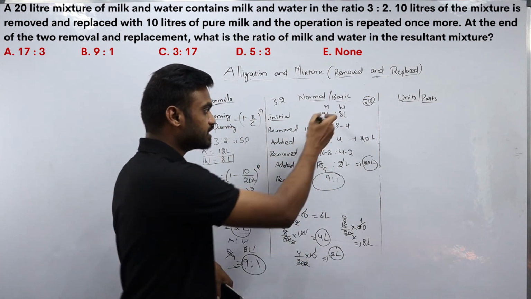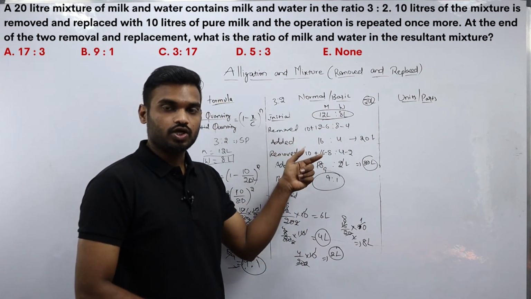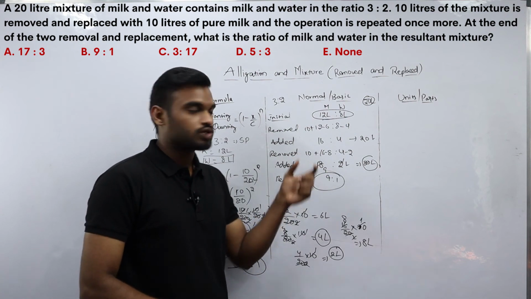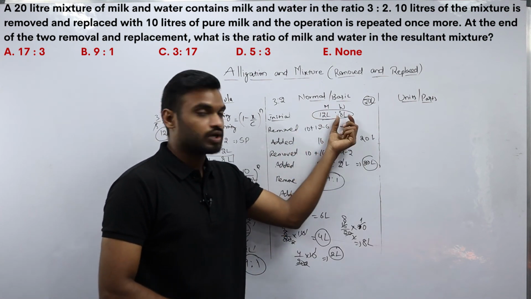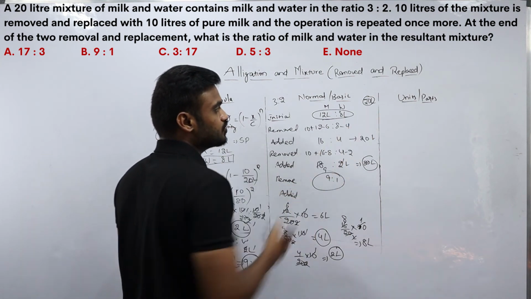Okay, here in the beginning itself the total quantity is a mixture of milk and water. So we need to find out in the quantity taken out what quantity of milk is taken out and also what quantity of water is taken out. Okay, now let's see how to solve the same problem using the units or parts method.